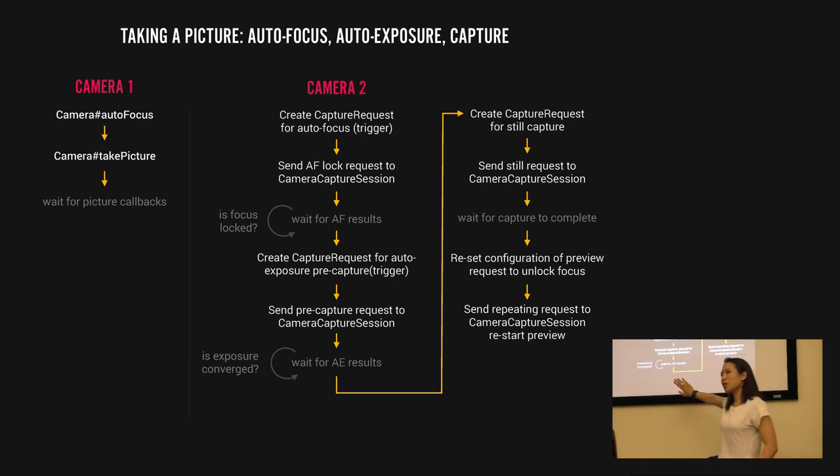All right, so once you have the auto exposure converged, then you can go and start a different request for an actual still capture. You create that request and set a bunch of features on it. Oh, I want it sepia tone, and I want this white balance, and make sure you get some face detection in there too. So once you get all those set up, you create the request, send it into the capture session, and wait for that capture request to complete.